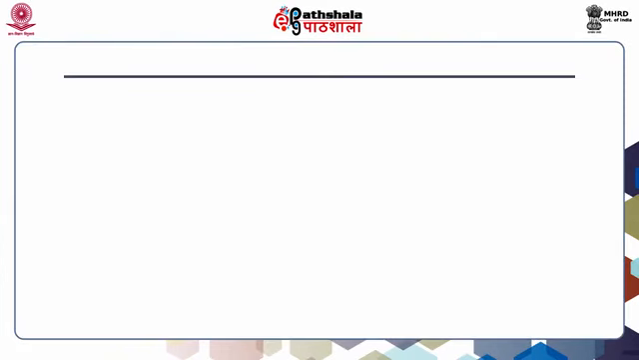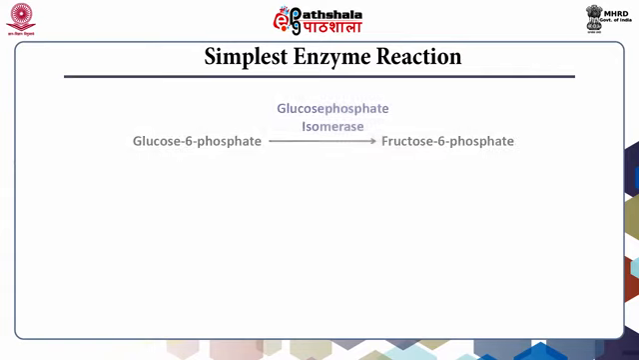The simplest enzyme catalyzed reaction in the cells is the one in which only a single reactant is present on each side of the reaction, that is, single substrate and single product. An example is provided by the reaction catalyzed by glucose 6-phosphate isomerase, an enzyme involved in glycolysis, in which glucose 6-phosphate and fructose 6-phosphate are interconverted.